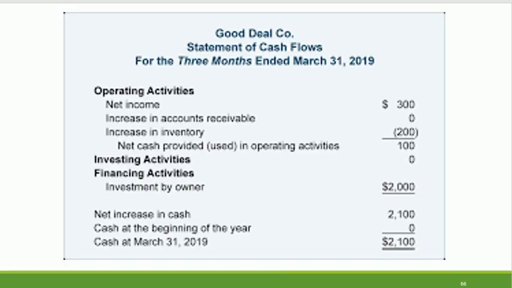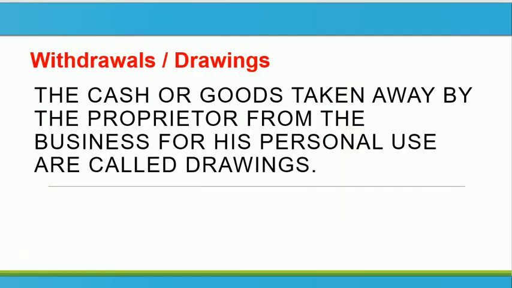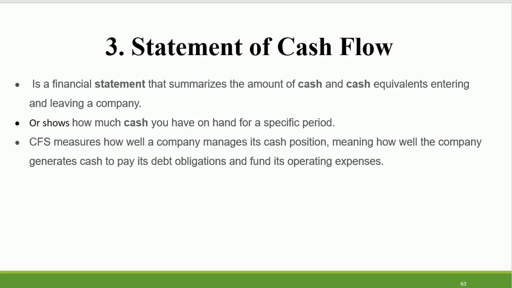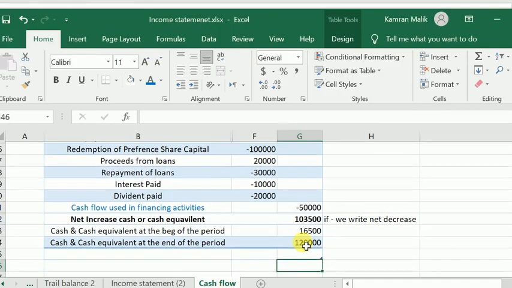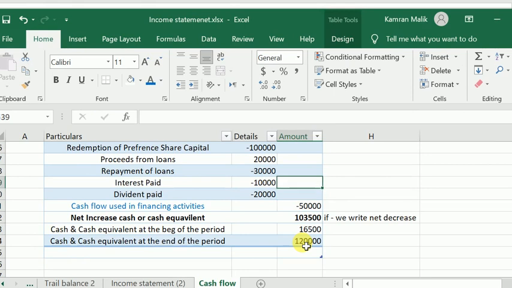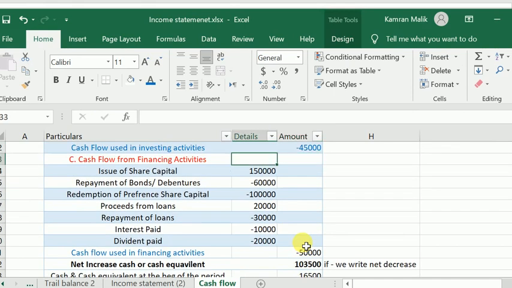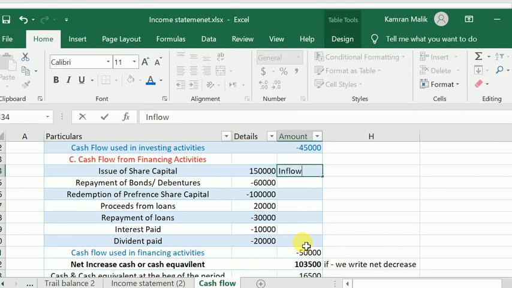So that was the whole lecture. We discussed the statement of cash flow. It summarizes the amount of cash and cash equivalent entering and leaving a company. We have seen this summary here. We have seen the net income. We have seen how much cash is coming. You see this cash is coming, this cash, the negative is leaving. This is inflow. Inflow means cash is coming.